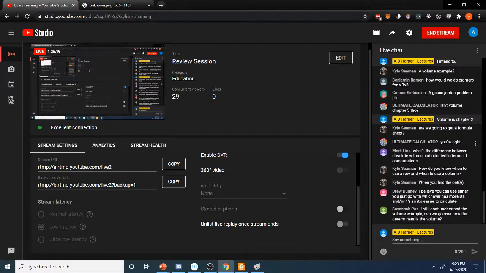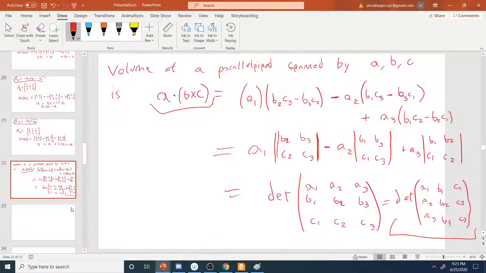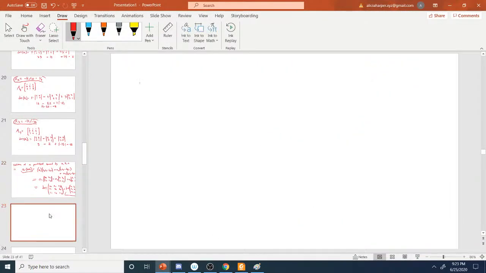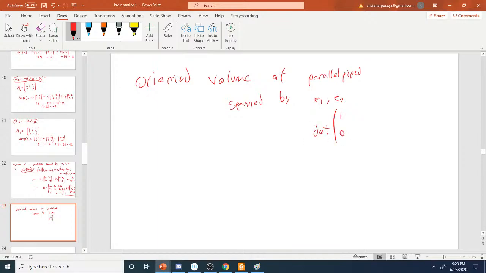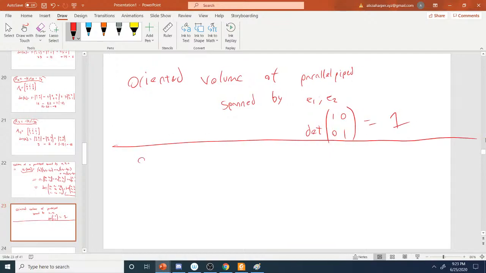For oriented volume, the ordering of the vectors matters. So I'll do a very, very simple example of this. The oriented volume of the parallelepiped spanned by E1, E2, where these are the standard basis vectors, is the determinant of the matrix 1, 0, 0, 1, which is just 1.